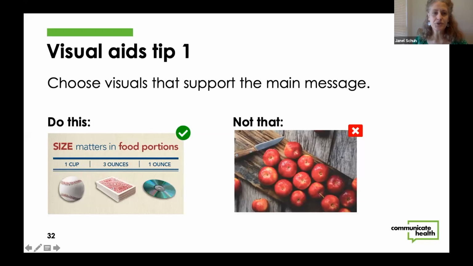So here's my first one, which is choose visuals that support the main message. So support the main message. I want to take a second here to really think about what that means. First of all, just so we're on the same page, when I say main message here, I mean the most important thing for your audience to take away from the health materials. And then we really have to think about what support means.